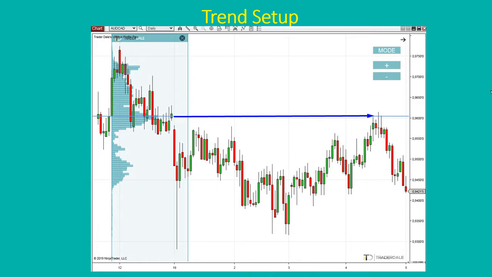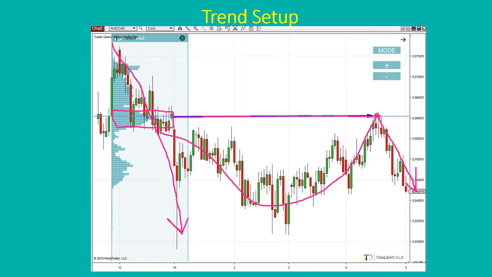Now, last example of the trend setup. In here, there was a strong selling activity. And within this strong selling activity, I identified the heaviest volumes in here. This is the heaviest volume peak, the heaviest volume cluster within this downtrend. So I drew a line there at the place where the volumes were the heaviest. I waited for pullback and I went short from there.